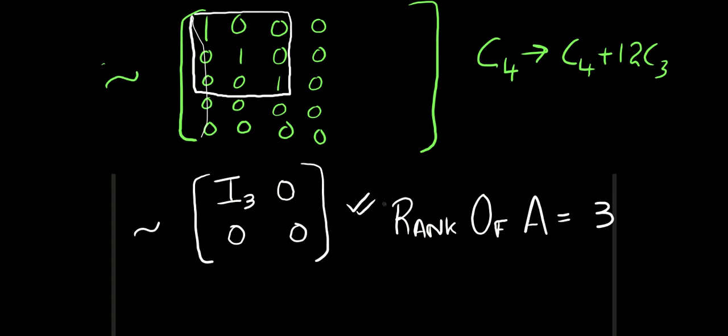So I hope you have a clear idea how to reduce matrices into normal form. And once you reduce the matrix into normal form, we'll be able to write the rank of the matrix. In the next video, we'll be discussing another method which will be more efficient. That's called the echelon form.